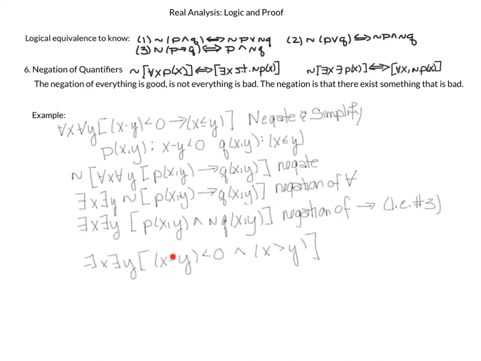But I really should finish it off by translating my p of xy and my q of xy back to my original. So I have there exists x, there exists y, p of xy, which is x minus y is less than 0, and the negation of q of xy will be x is greater than y. So this here is the negation of my statement.